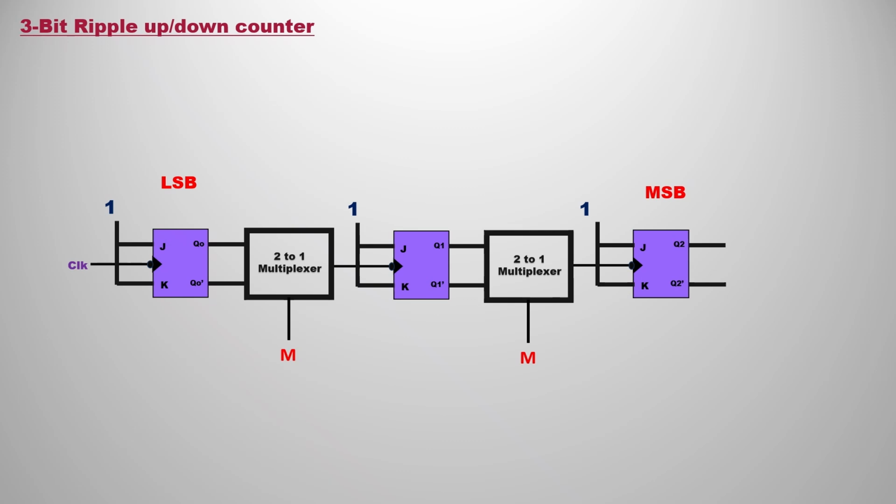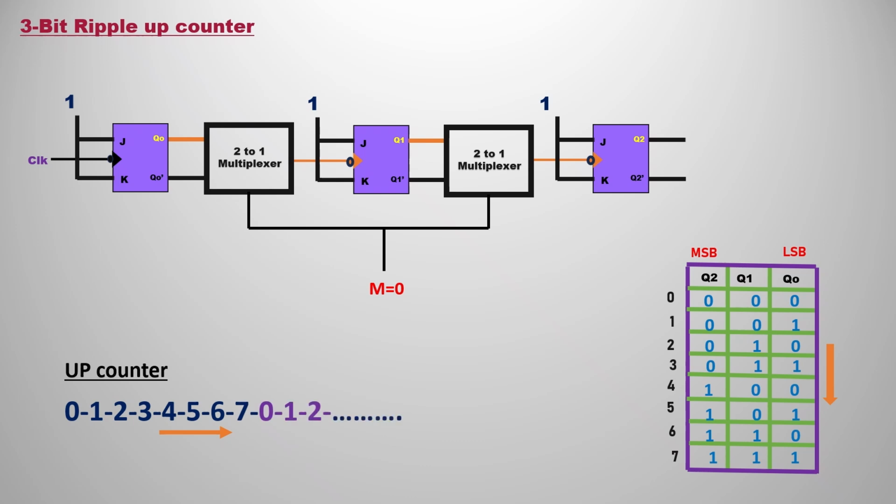If you want, you can remain like that, and you can join both of the select lines as one select line. Now this is the 3-bit ripple up down counter, which means we can implement up and down counting in a single circuit or a single block diagram. We can implement that up and down counting in a single counter.